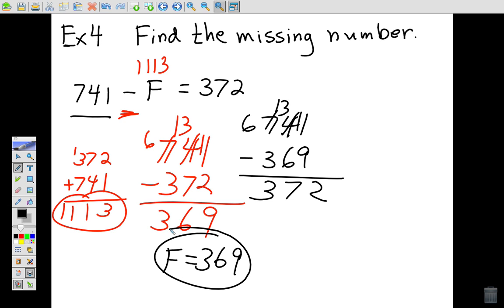So on this problem, we tried the inverse operation of addition first. That didn't work. So then we actually tried the operation they were using with the two numbers, which is subtraction, and simply subtracted the two numbers. Biggest number minus lowest number to get our solution.